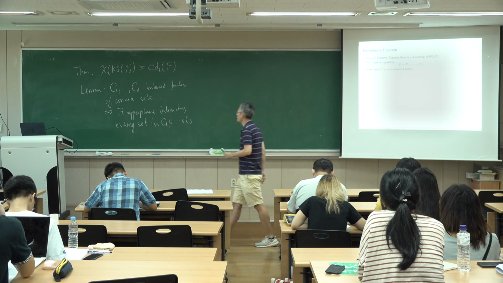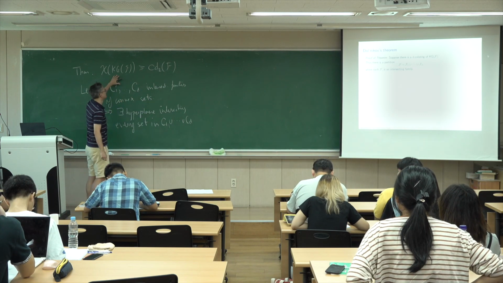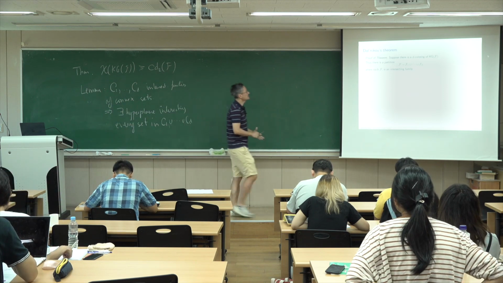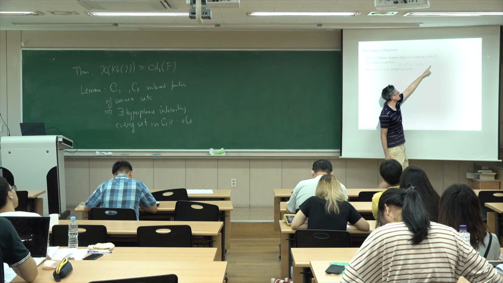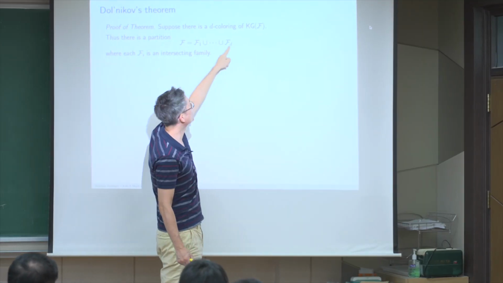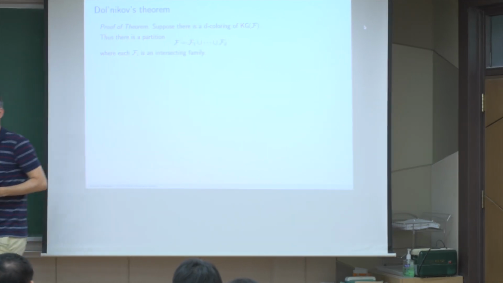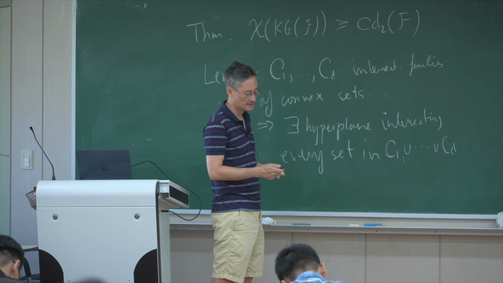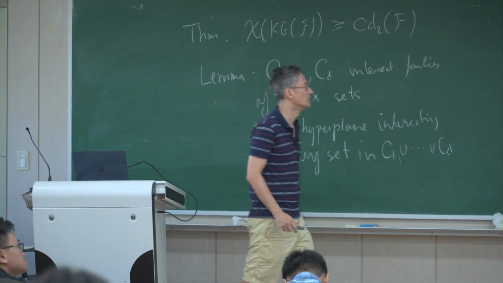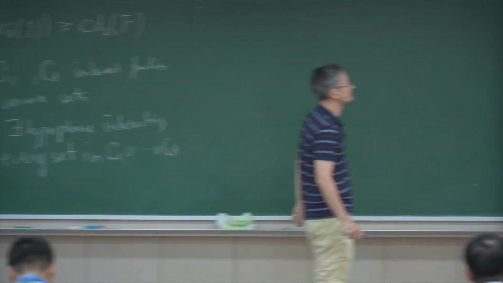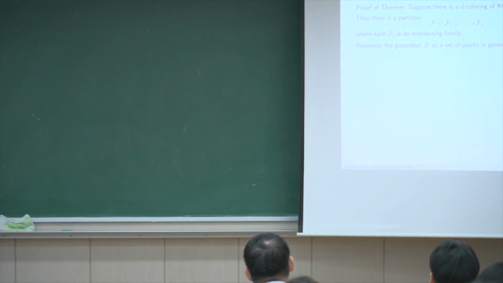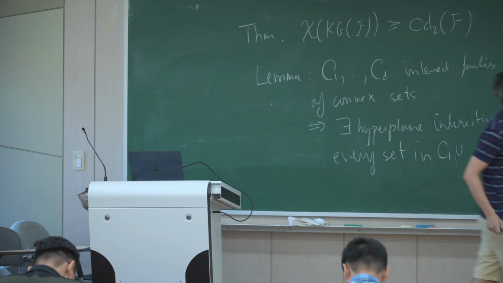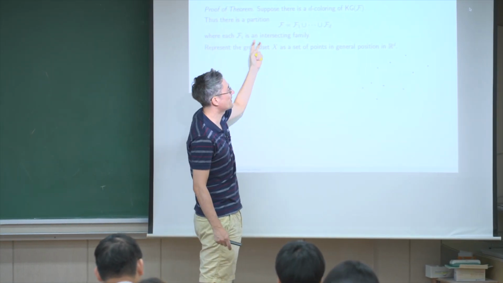Now let's suppose I have a d-coloring of this Kneser graph. Okay? So it means I can partition the sets in F into F1 up to Fd, where they are intersecting families. That's precisely what it means that there is a d-coloring when you translate it over to the set system. Now the ground set: F is a family of subsets of some finite set X.